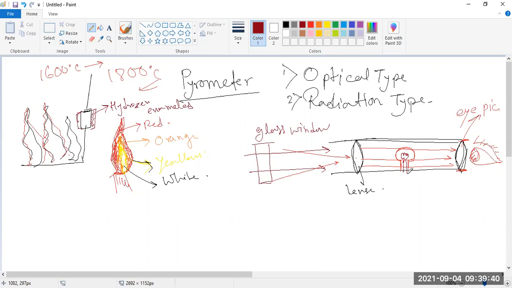Okay. Here is the power. Here we can measure this current, and there is some power also there. Look, this is the construction of the radiation pyrometer. Sorry, this is the construction of the optical pyrometer. The first one is the optical pyrometer, because we are watching this, that's why it is the optical pyrometer.